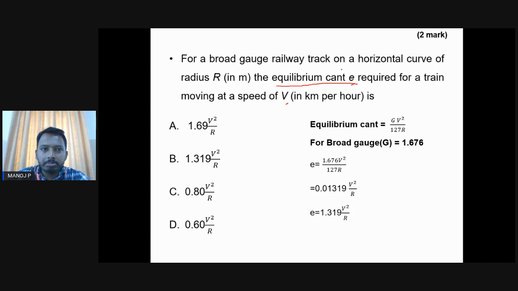Here, they have given you broad gauge. For a broad gauge track, as I said, G is 1.676, which will be in meters. Since your R value will also be in meters, you will get a proper value. 1.676 into V square divided by 127 R. You will get the value of around E equal to 1.319 V square divided by R.